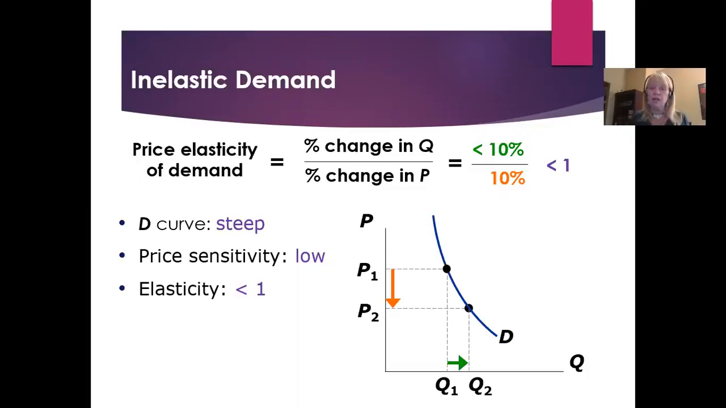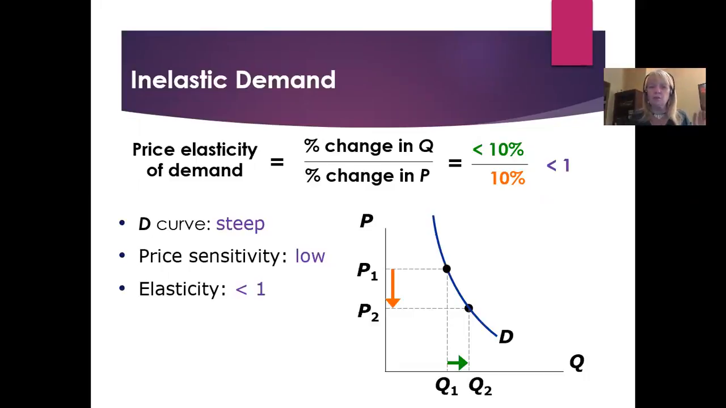So let's start by reviewing. We first talked about inelastic demand. Inelastic demand means that the percentage change in quantity is less than the percentage change in price. Price is changing faster than quantity. And you'll remember from the law of demand that as price goes up, quantity demanded goes down. They're moving in opposite directions. So inelastic demand indicates that price is going up faster than quantity is coming down.